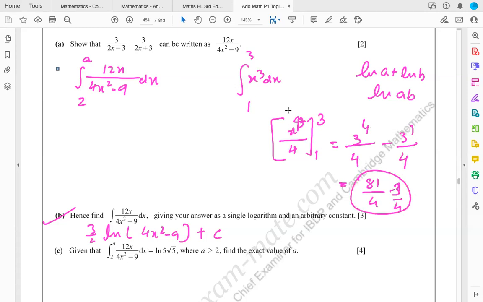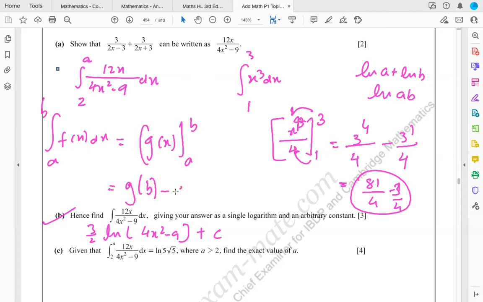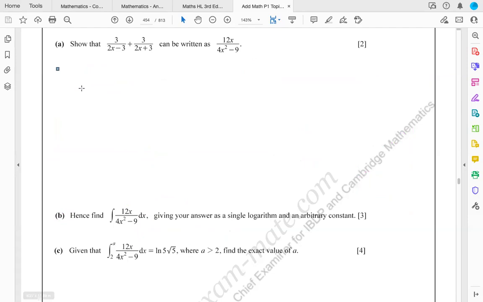So you first put in the upper limit, then the lower limit, and subtract the answers. Suppose you integrate f of x between a and b, and the integrated function is g of x. Then the answer is g of b minus g of a. That's your definite integration. For this problem I'll just use this, and we'll cover more properties as we come across them. So the integration of 12x upon 4x squared minus 9 dx is going to be, as we have already written, ln of 4x squared minus 9.